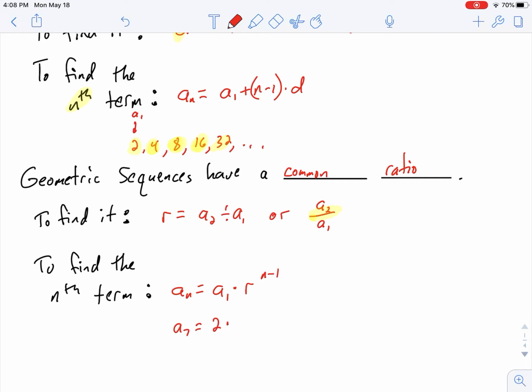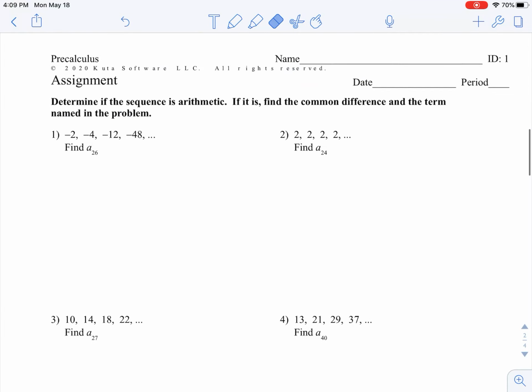times the common ratio, which in this example we just said is 2, to the n minus 1 power. If we want to find the 7th term, we're going to raise that to the 6th power. N minus 1, 7 minus 1 is 6. And then just work that out on a calculator or whatever, and you would get your answer. So that's what we're going to be looking at here.